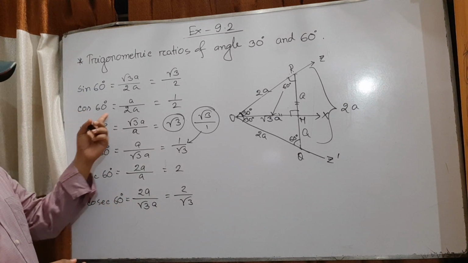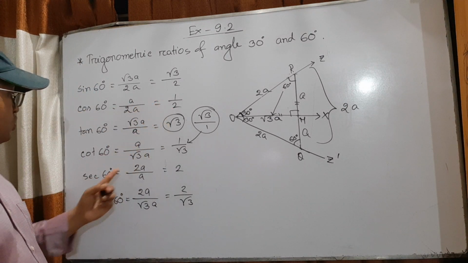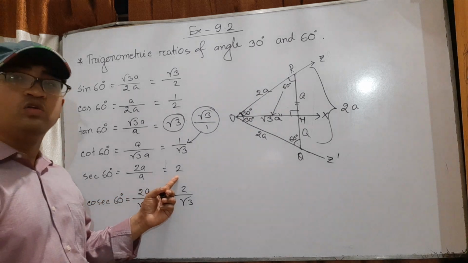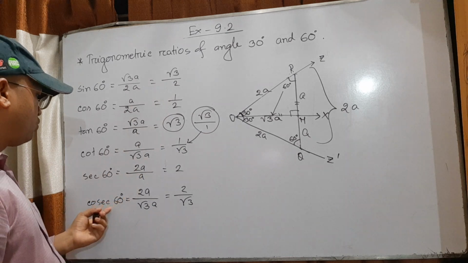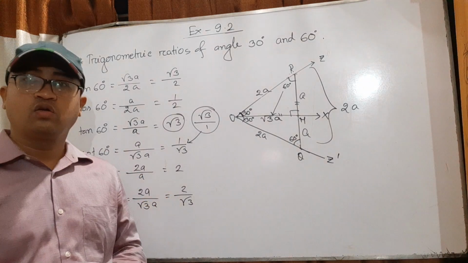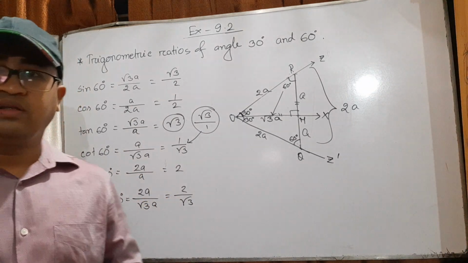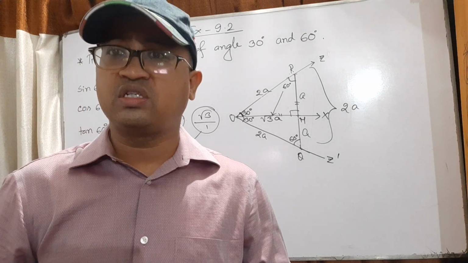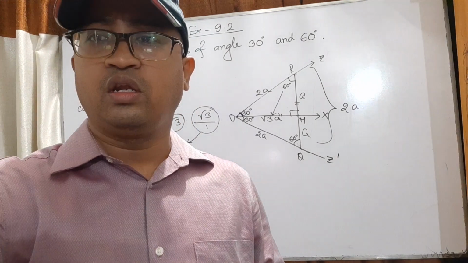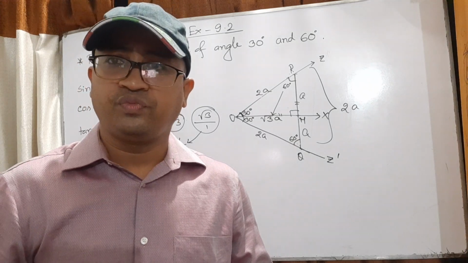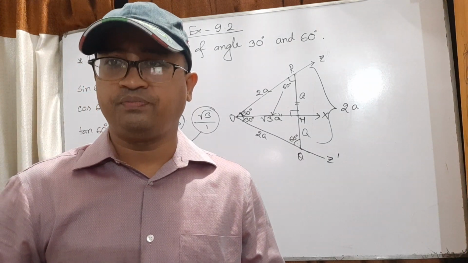Similarly, cos 60 degree is 1 by 2, so sec 60 degree will be 2. Sin 60 degree is root 3 by 2, so cosec 60 degree will be 2 by root 3. This is the trigonometric ratio for the angles 60 degree and 30 degree. Now I will show you the ratio of 45 degree.